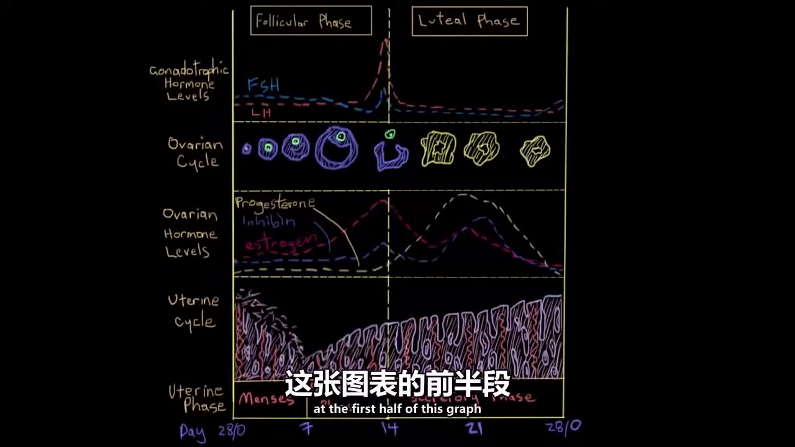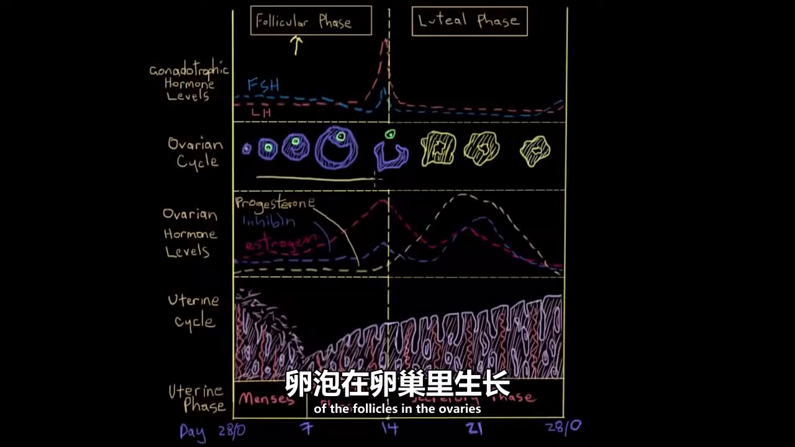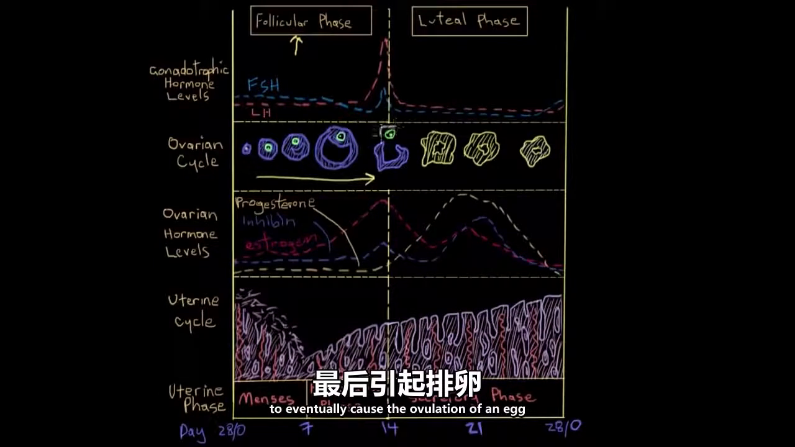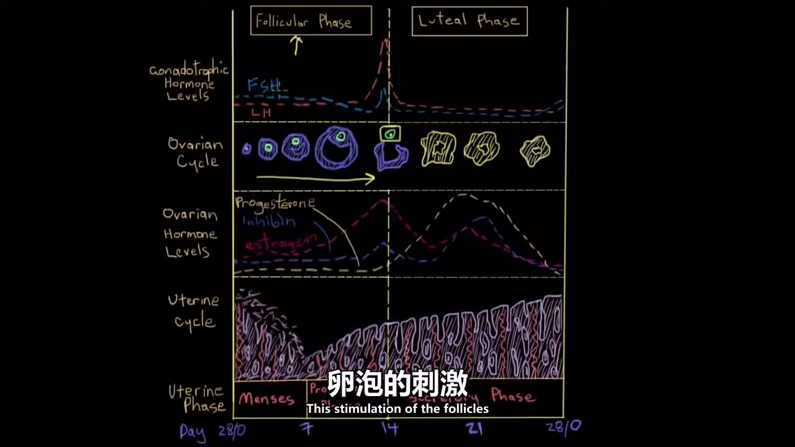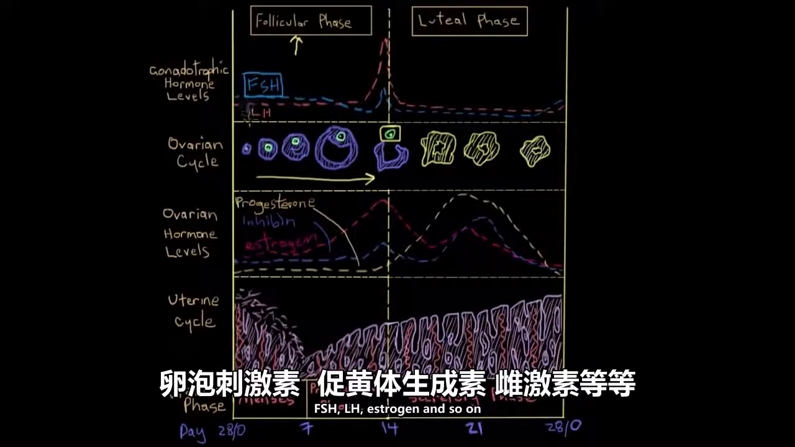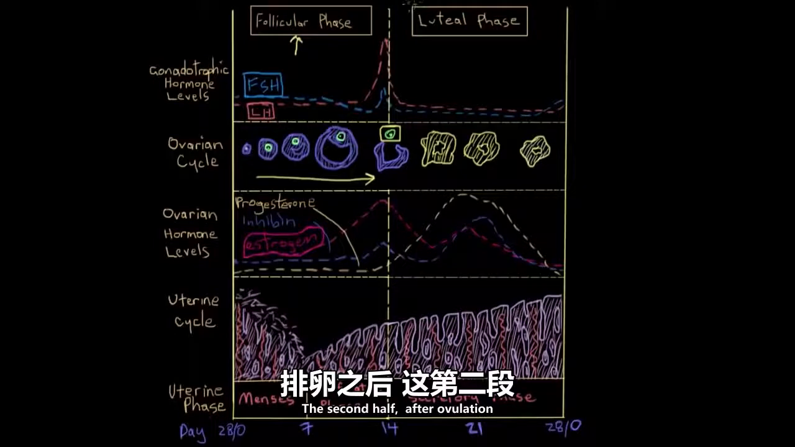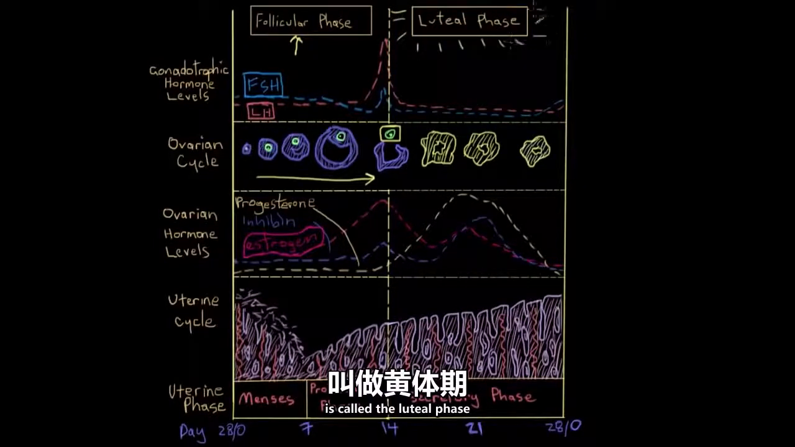So we looked at the first half of this graph, the follicular phase, and we understood that the follicular phase is all about stimulating growth of the follicles in the ovaries to eventually cause the ovulation of an egg. And this stimulation of the follicles comes from the release of various hormones, FSH, LH, estrogen, and so on. So the second half after ovulation is called the luteal phase.